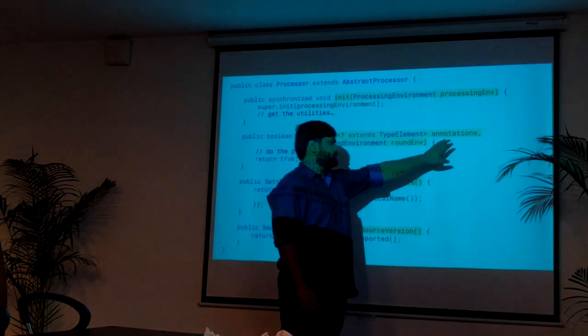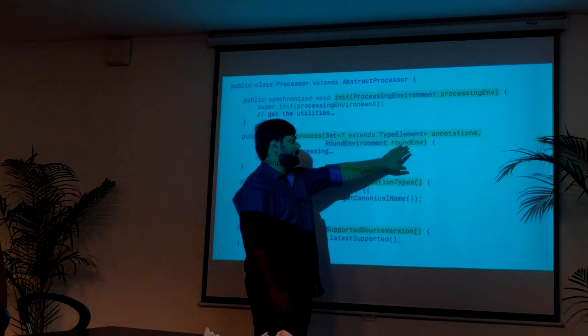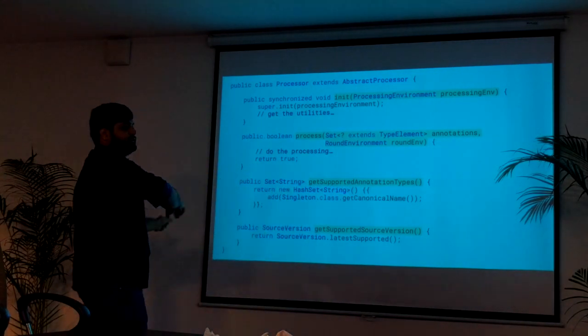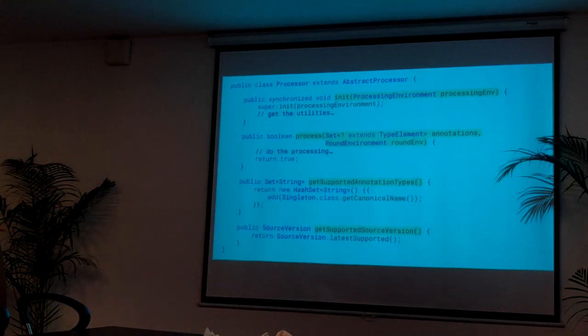You will get the annotations, what the annotations were, and the round environment. Round environment, we just saw it earlier, it happens in rounds. So it gives the information of that particular round, which we have to process. So these are the methods. We'll look at the init method and the process method. The rest is just there.